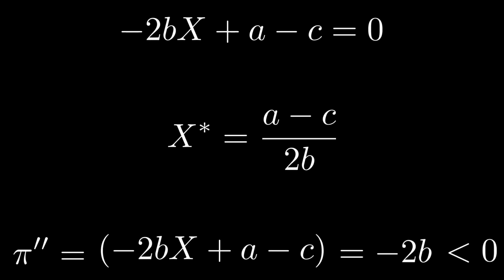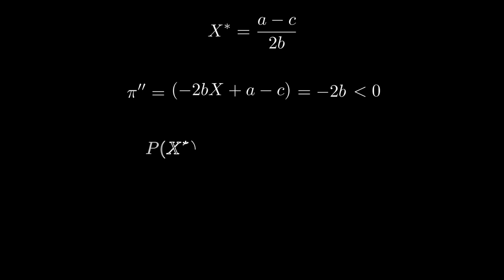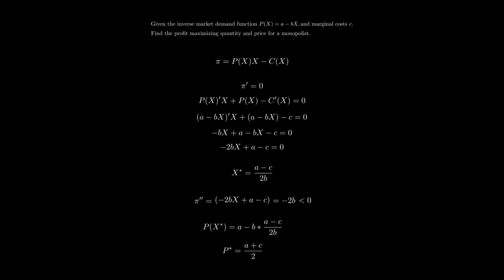Now that we have a profit maximizing quantity, we can find the profit maximizing price by solving P of the profit maximizing quantity. We simplify the expression and we find that the optimal price is equal to A plus C over 2. So this is how I would solve the profit maximization problem algebraically.